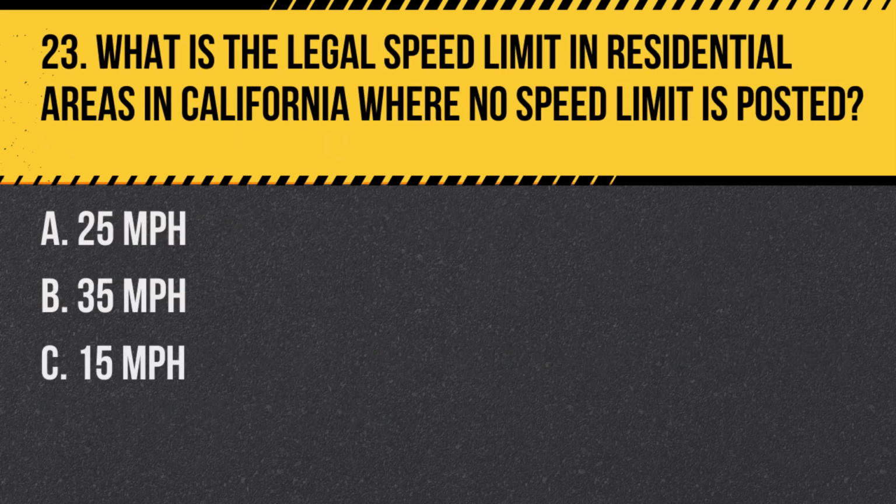Question 23. What is the legal speed limit in residential areas in California where no speed limit is posted? A. 25 miles per hour. B. 35 miles per hour. C. 15 miles per hour. Answer: A. 25 miles per hour. In California, the default speed limit in residential areas where no speed limit is posted is typically 25 miles per hour.